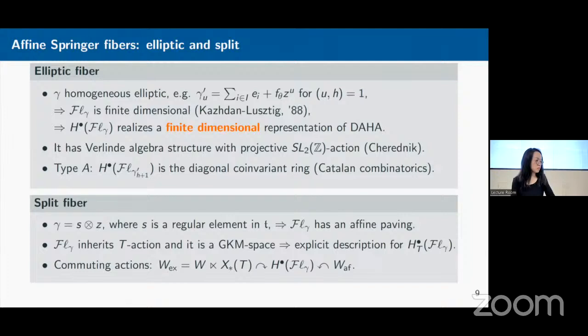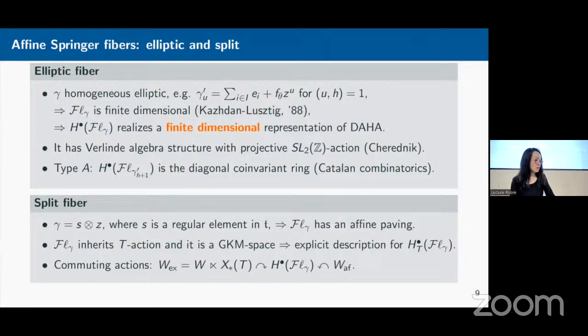And for example, here I give an example of an elliptic element, which is gamma_u, and you just take the sum of all the Chevalley generators e_i, plus the theta's lowest root vector f_theta times z to the power of u. So when u and the Coxeter number are coprime to each other, this is an elliptic element. And since the variety is finite dimensional, its cohomology is also finite dimensional. And this provides finite dimensional representations of the affine algebra. So the finite dimensional representations of the affine algebra are rare, and so it's important to realize them. And then for certain finite dimensional representations, Cherednik showed that there's actually a Verlinde algebra structure on these spaces. And in particular, you have a projective action of the modular group SL2.